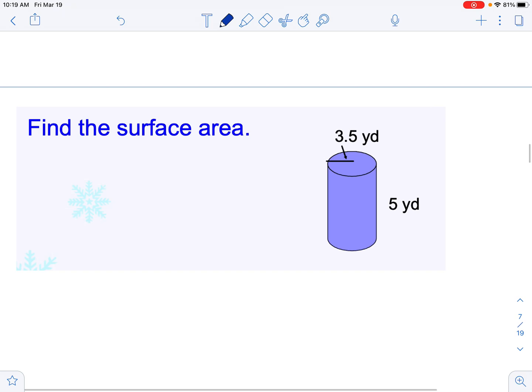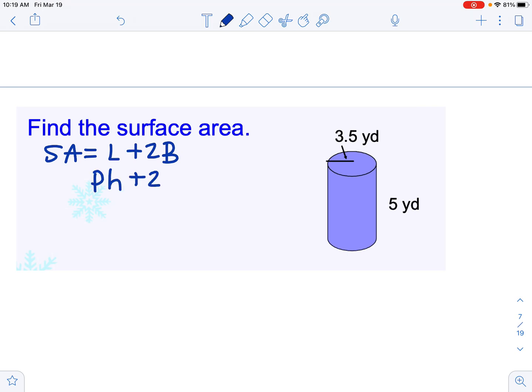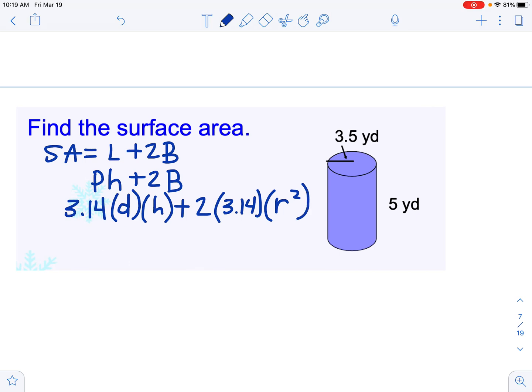This one says find the surface area. So surface area is the lateral area plus 2 times the area of the base. Lateral area is perimeter of the base times height, and then plus 2 times the base. So the perimeter of a circle is the circumference. So I'm going to do 3.14 times diameter times height plus 2 times, and then the area formula for a circle is 3.14 times r squared. And now I plug in what I know.